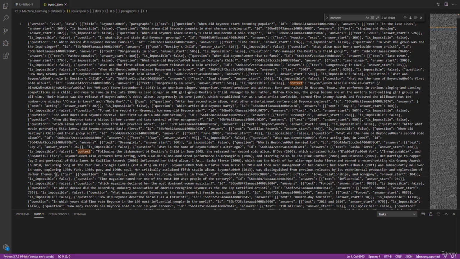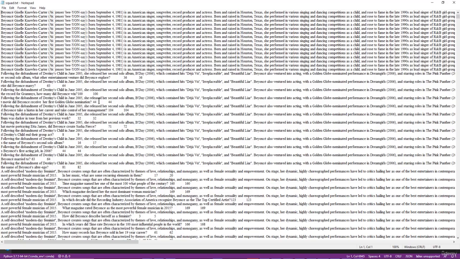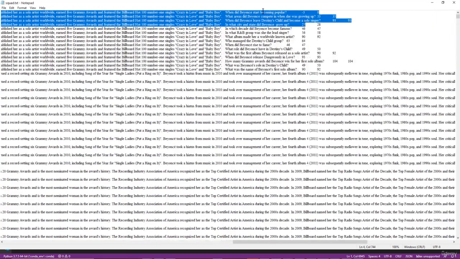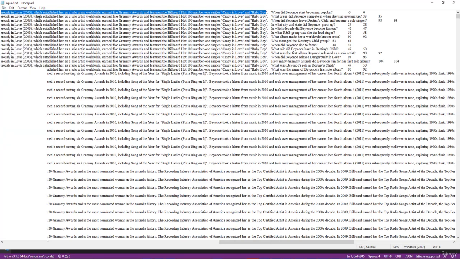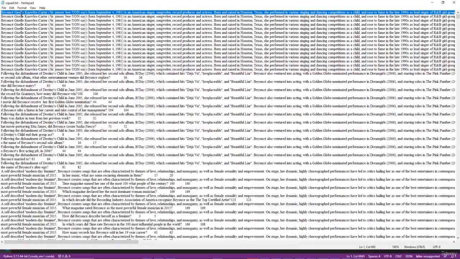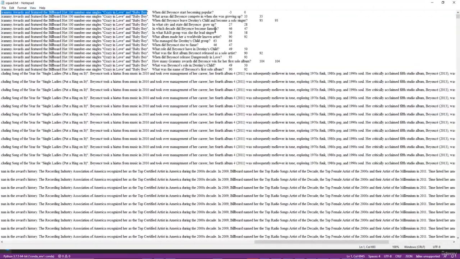Now what we're going to do is we're going to convert this data set in a form in which TensorFlow can be used to easily exploit this data. Now the way we've done this is by putting it in this form. So here we have the context. See, we go swipe right to the end. We have this context. So notice that we start with this Beyonce, Giselle, Knowles, Carter, and then we end up with this Crazy in Love and Baby Boy.